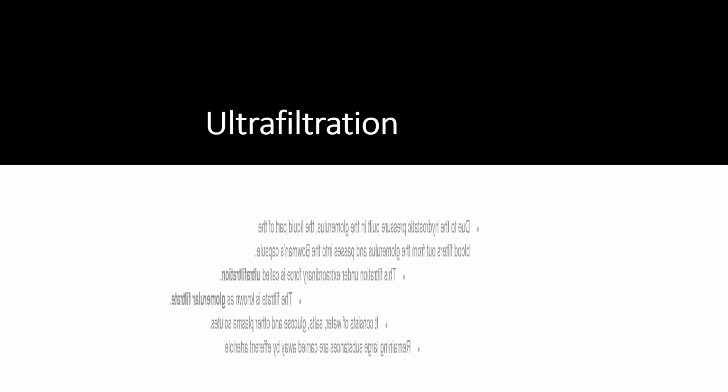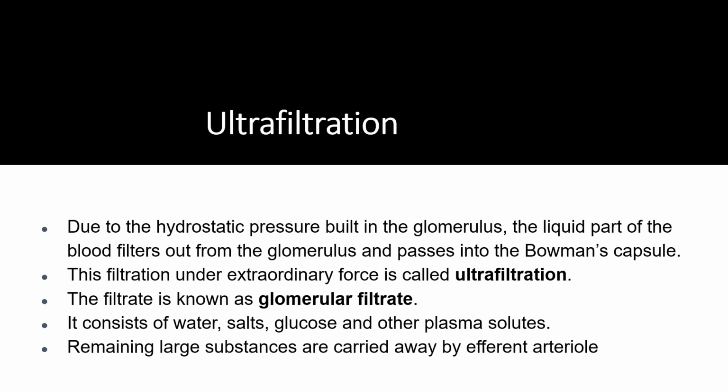First, let us understand what is called ultrafiltration. Filtration you all know. Here the glomerulus acts as a filter. The blood is entering through the afferent arteriole to the glomerulus. The glomerulus allows only certain substances to pass through to the Bowman's capsule. The remaining substances are taken away by the efferent arteriole. So only small molecules are filtered by the glomerulus.